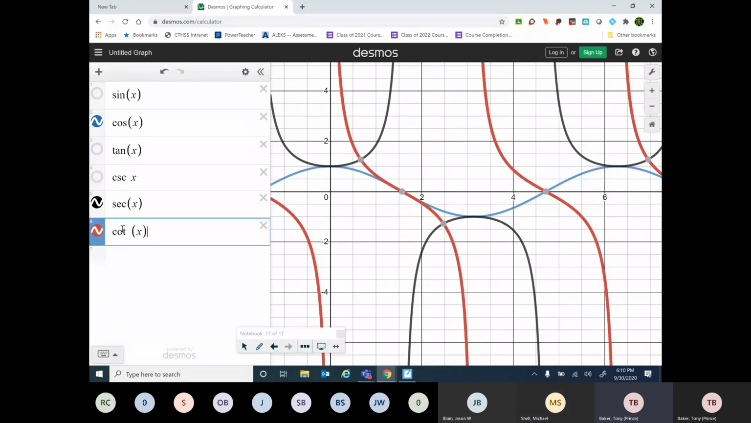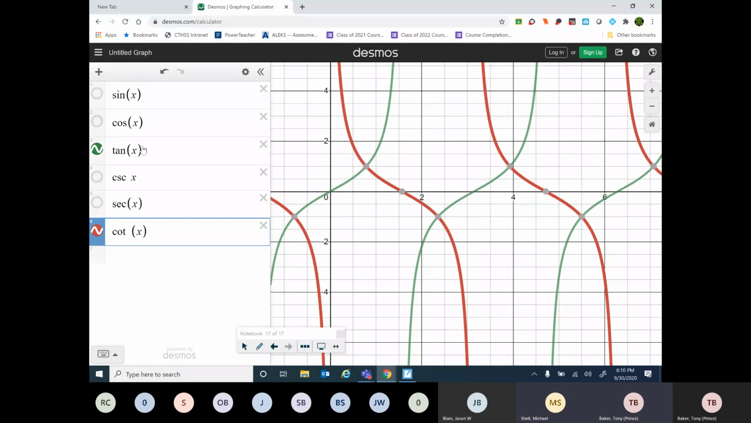Then we have cotangent. Cotangent is very similar to tangent, except it's the reciprocal of it. So we're looking at sine being on the bottom instead of cosine being on the bottom. That shifts my vertical asymptotes, so they are in a little bit of a different place. But for this one, my domain has restrictions, and my range is all real numbers.